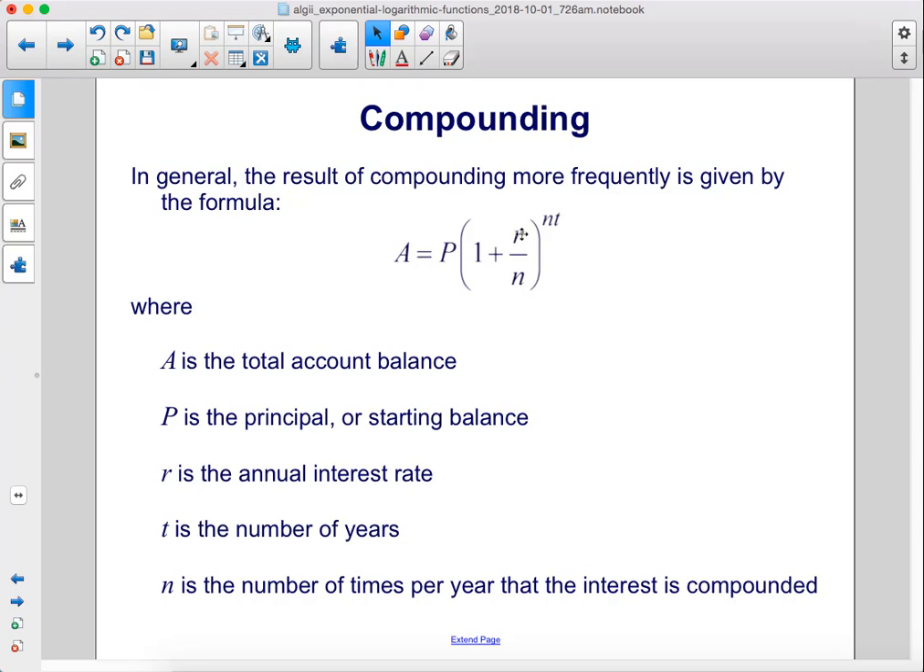In general, the result of compounding more frequently is given by the formula A equals P times 1 plus R over N raised to the NT power, where A is the total account balance, P is the principal or starting balance, R is the annual interest rate, T is the number of years, and N is the number of times per year that the interest is compounded.